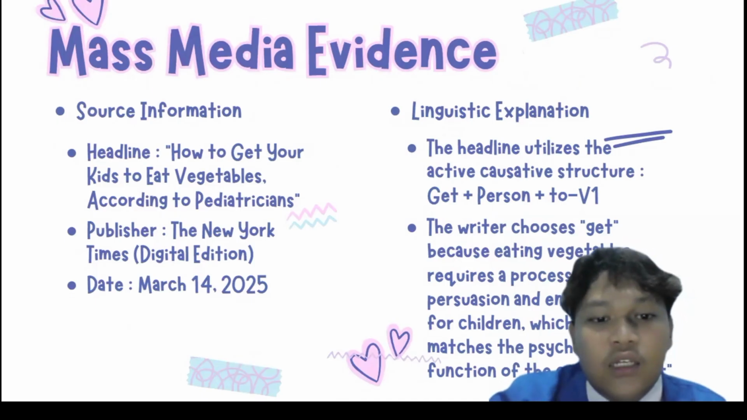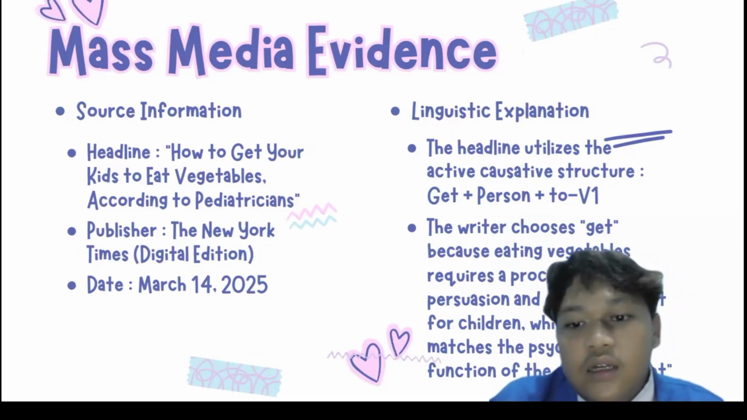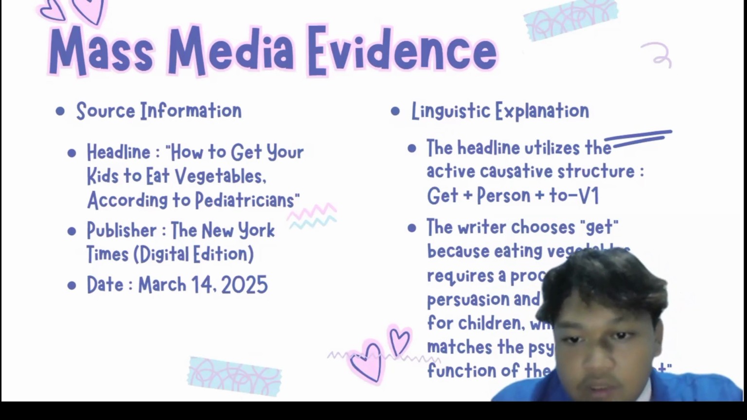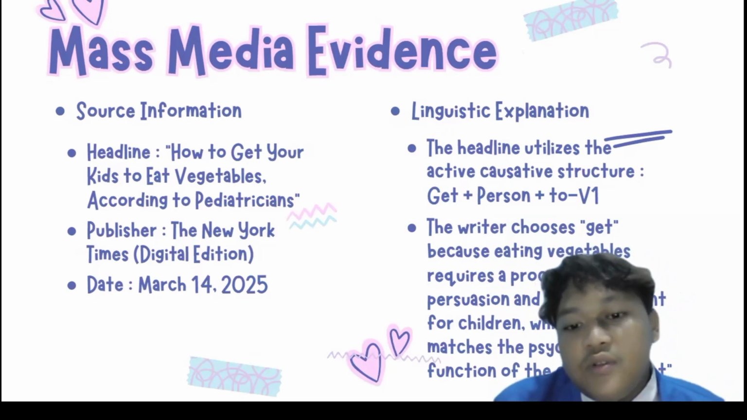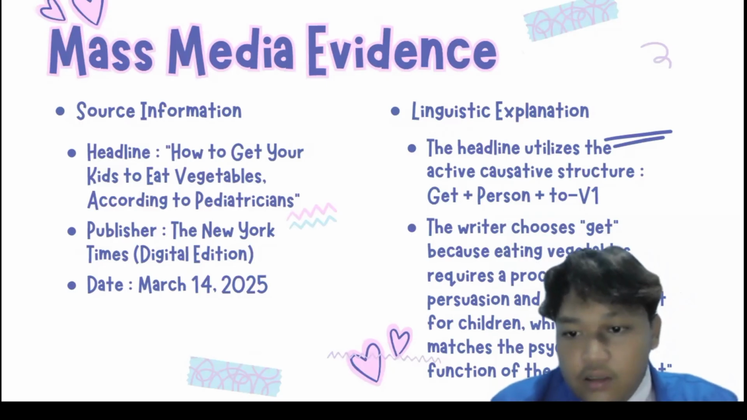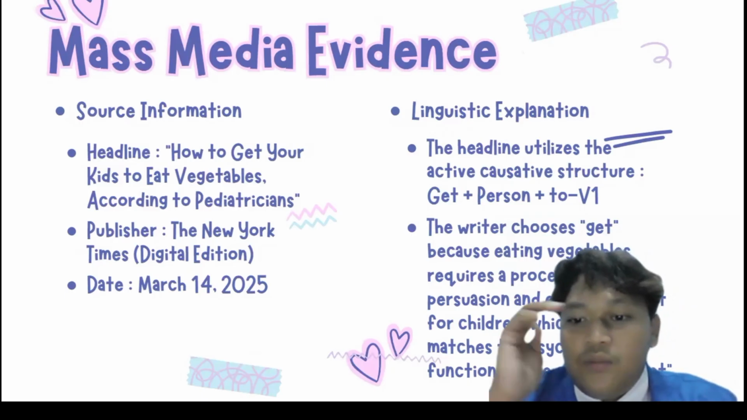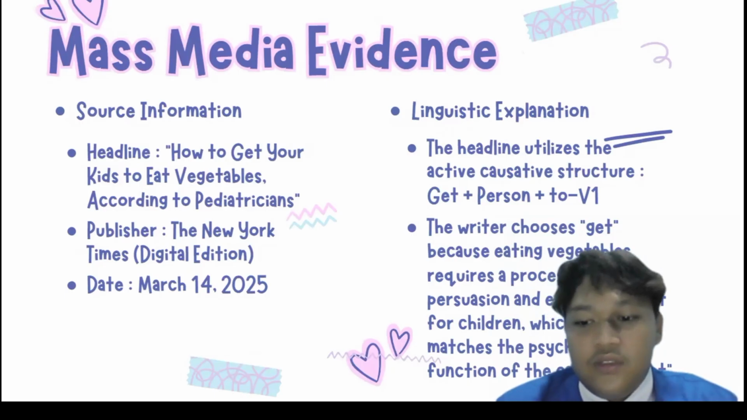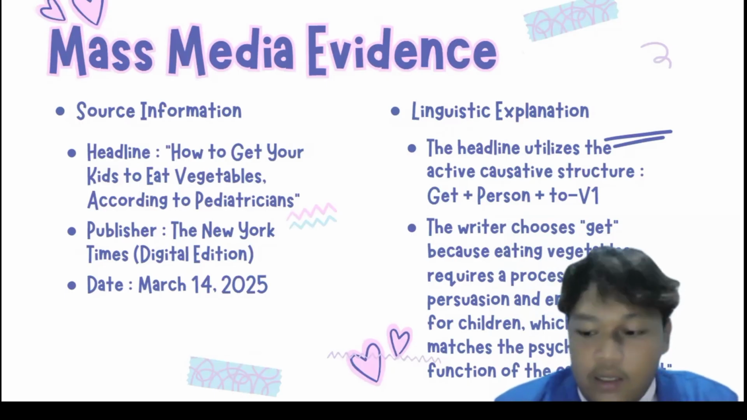For the linguistic explanation, this headline clearly applies the active causative pattern: get plus the person, your kids, plus the to infinitive, to eat. The journalist intentionally chose the word get because eating vegetables requires a process of persuasion and encouragement for children, which perfectly matches the psychological function of the causative get.